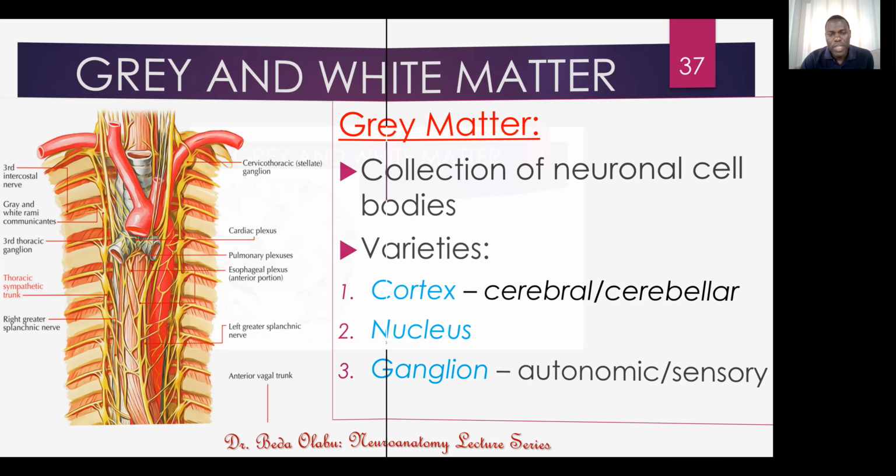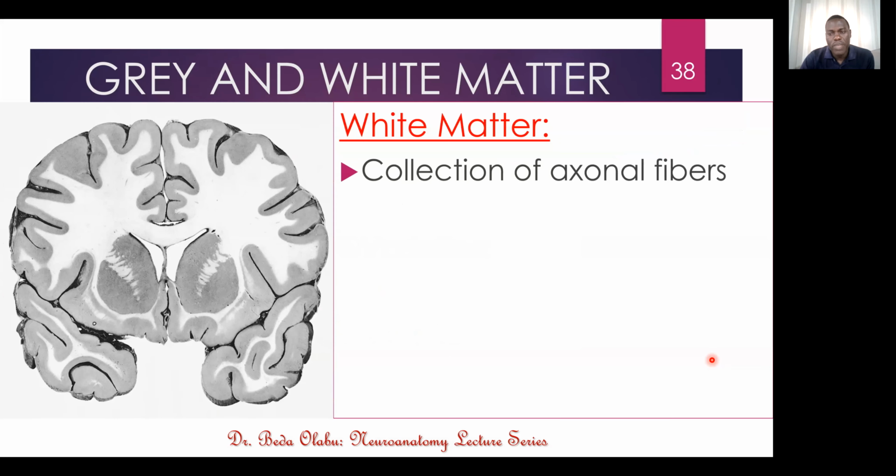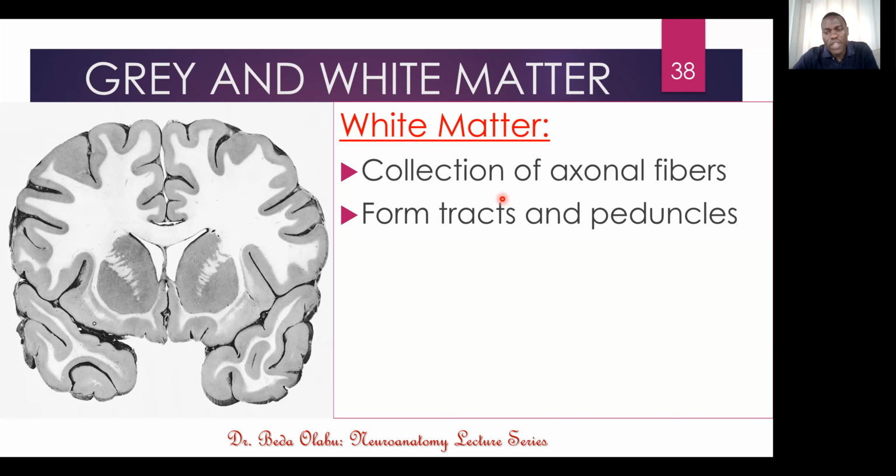How about white matter? White matter refers to a collection of axonal fibers, a collection of axons. The axonal fibers can take different names depending on how they are running. So they're the ones that form what you call tracts. A tract is a group of axonal fibers which have the same function. A group of axonal fibers that have the same function, we call that a tract.